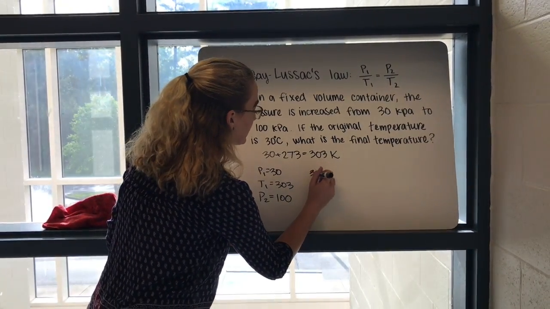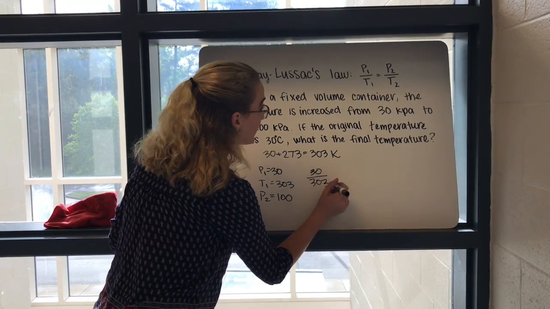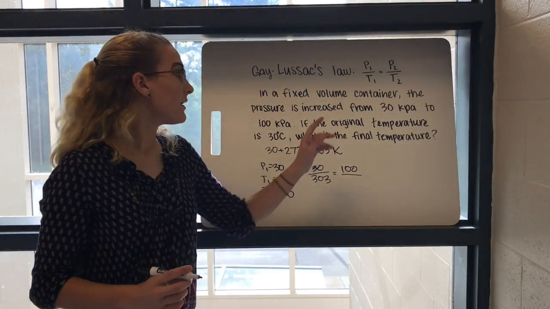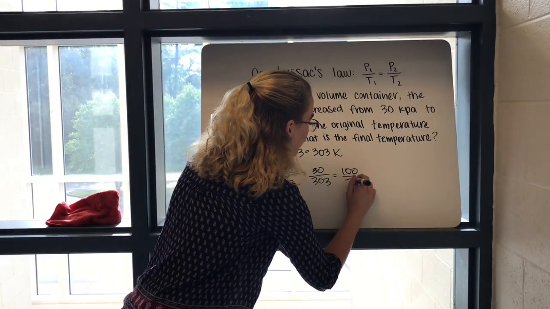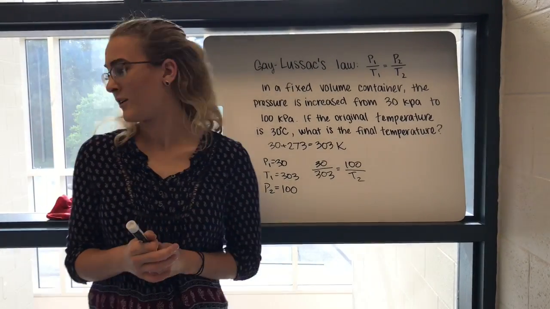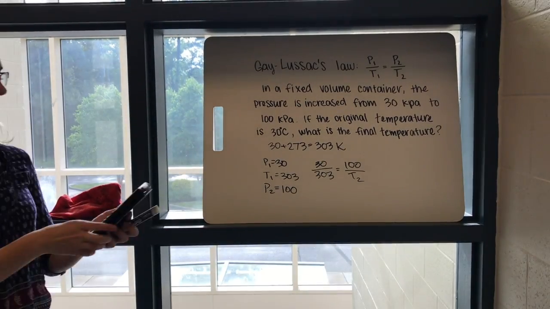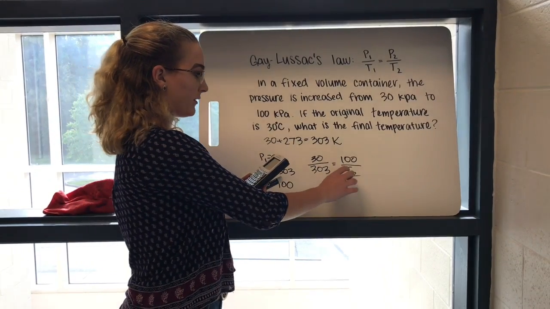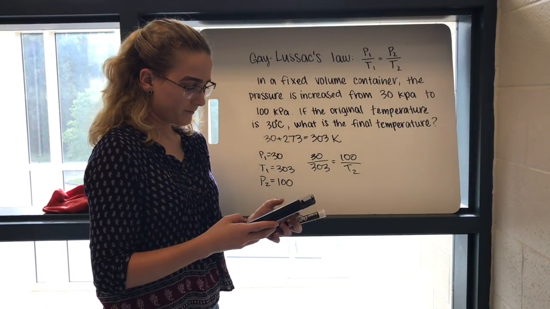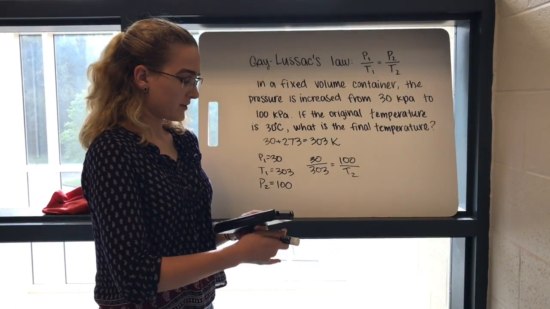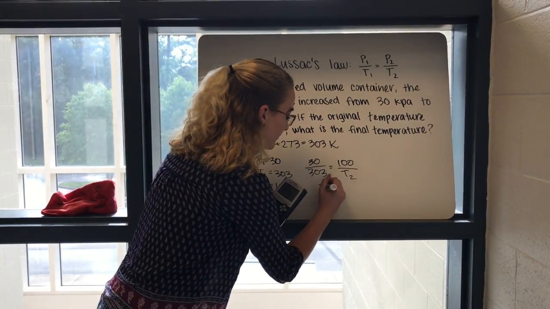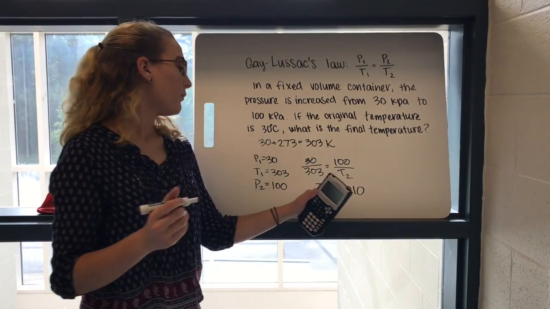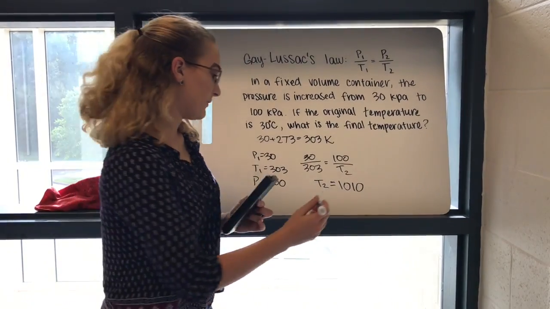So we have 30 divided by 303 equals the pressure 2, 100 divided by T2, which is what we're solving for. So now we solve. We have 30 divided by 303, and then we have 100 divided by that answer. So what we're going to get is that the T2 is going to equal 1010 Kelvin.